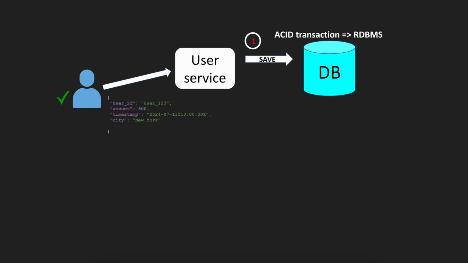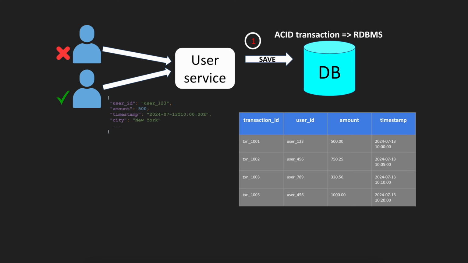So we are storing our transaction to the database, and at the same time, let's say a fraudulent user may also make a request on behalf of our user. So we need to detect those cases and notify our user. What we do is store our transactions to our table. Let's say that we have transaction ID, user ID, amount, and the timestamp.